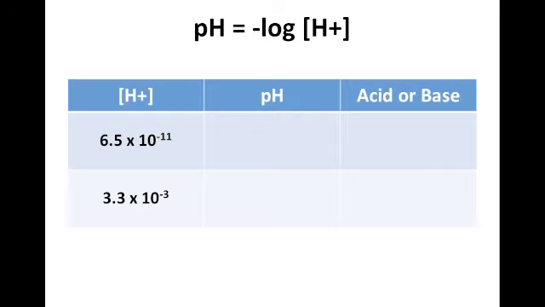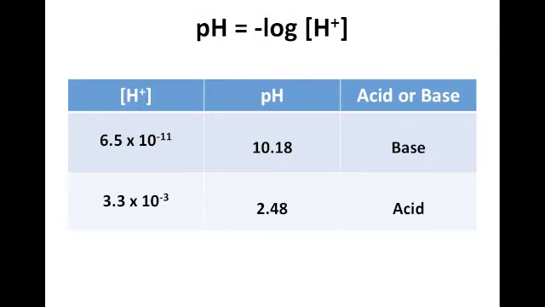Here's an example problem. I want you to find the pH given these two concentrations of H plus and then determine whether or not you have an acid or base. Well, using this equation, negative log of H plus, you should get a pH of 10.18 for the first and 2.48 for the second, and this indicates whether or not it's an acid or base. The first is a base because it's greater than 7, and the second one's an acid because the pH is less than 7.